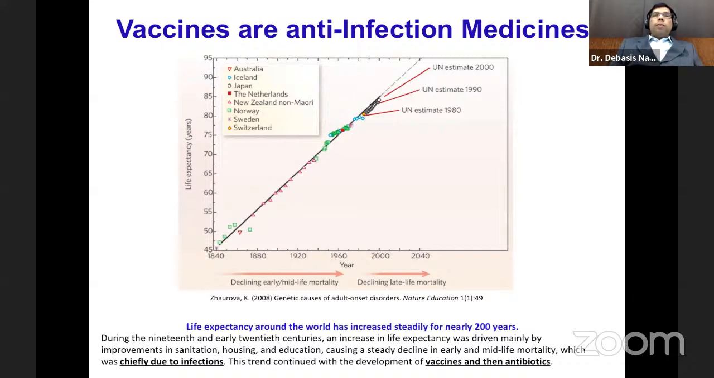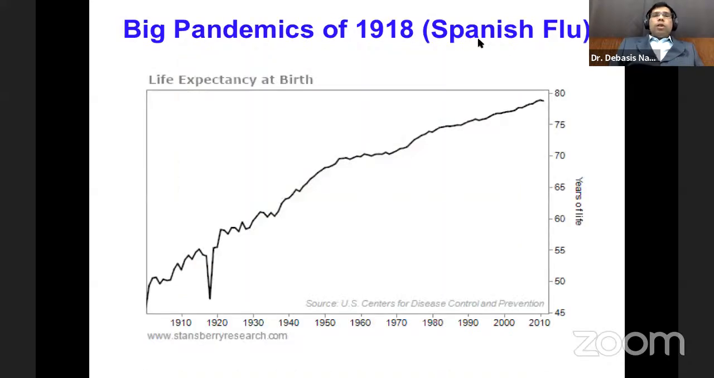So as a result, we have increased life expectancy across the globe. So here is another way to look at it. If you remember 1918, we had the last pandemic, which was the Spanish flu. This is an influenza virus, which was making havoc across the globe, including in India. Roughly 5 crore people died, and mostly strong people.